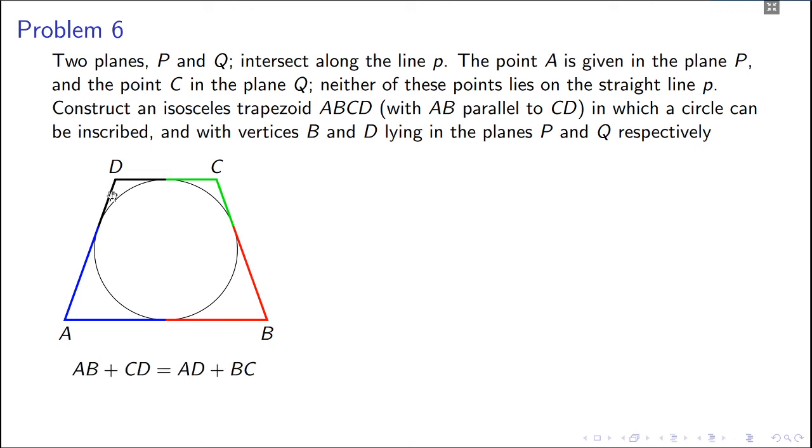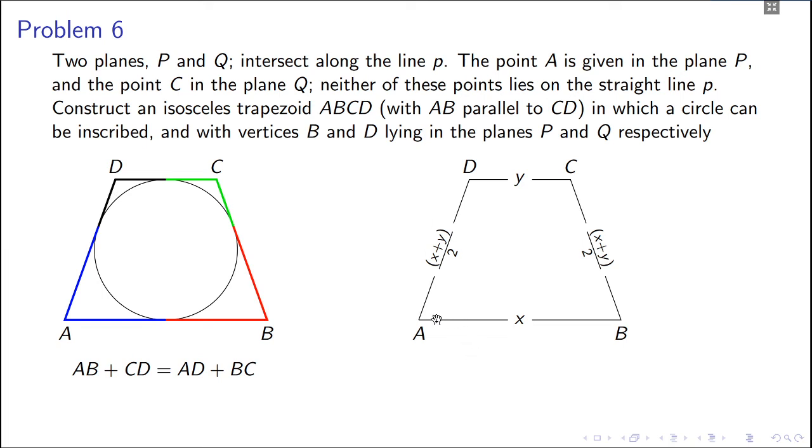So AB plus CD equals AD plus BC. So that's one property. But for the construction, we'll use another property, which is this. If you assume that the length of one base is x and another base is y, the sum is x plus y. So the sum of the two slanted sides will also be, since they are equal, (x plus y) by 2, because the sum has to be the same.